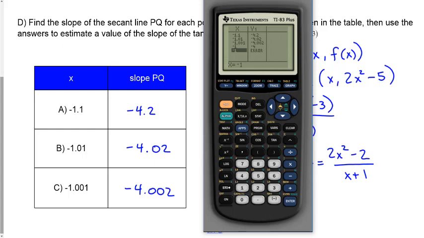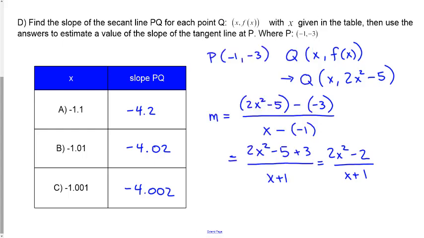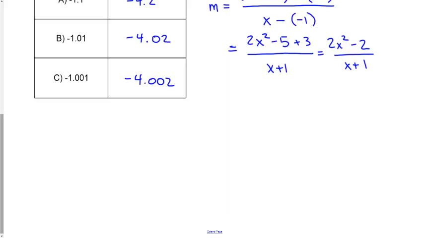But the main bullet point here is that the slopes of these are approaching negative 4. Which is the slope of our tangent line. So the limit of the slope of a set of secant lines is the slope of a tangent line.